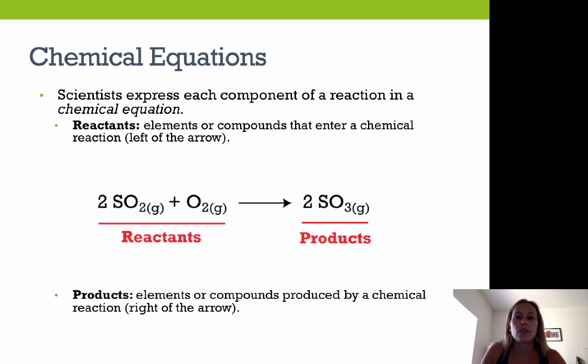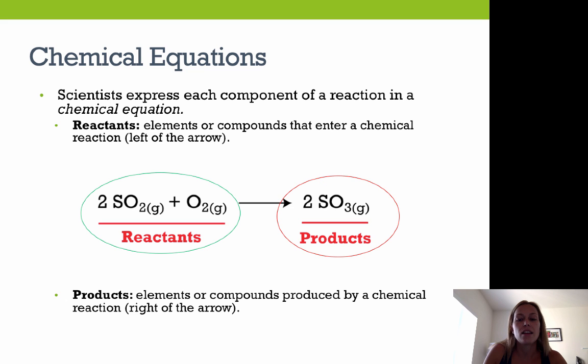So a chemical reaction is shown in a chemical equation. Scientists express each component of a reaction in a chemical equation. Now the reactants are elements or compounds that enter the chemical reaction, and they are typically on the left side of the arrow, whereas products are elements and compounds produced by the chemical reaction, and they are found on the right side of the arrow. So here on the left-hand side of the arrow, we have our reactants, and there on the right-hand side of the arrow, we have our products.